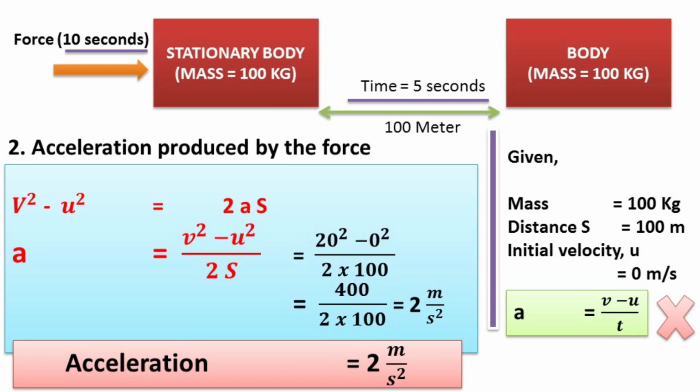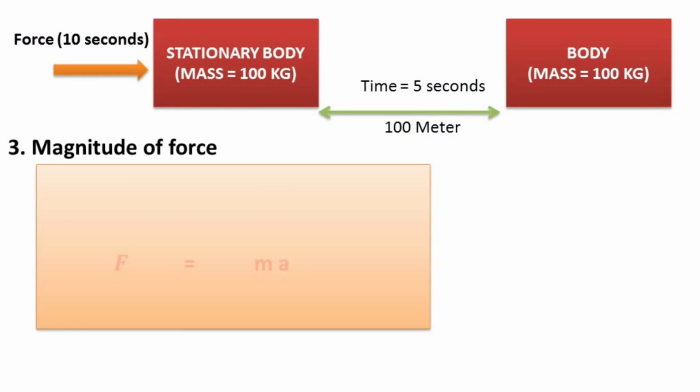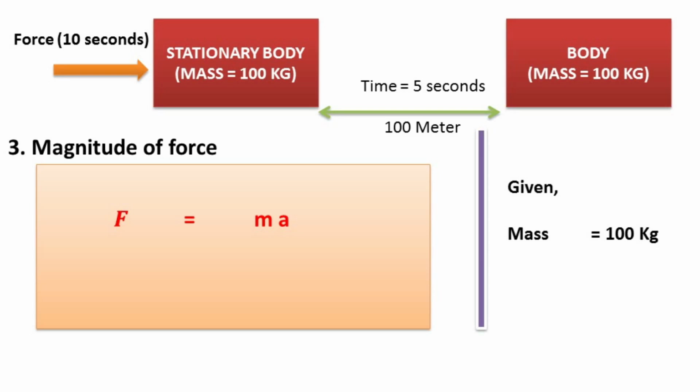Now part 3, magnitude of force. Very simple. We know the formula, F is equal to ma. Here m is equal to 100 kilogram, a is equal to 2 meter per second square. Substituting these values, we get 100 into 2 is equal to 200 Newton.